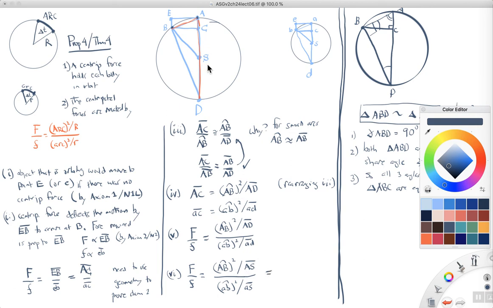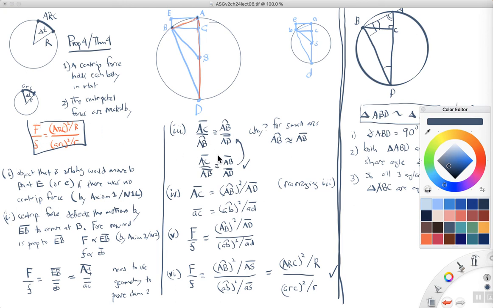We have AB as the arc length for the big one, so I'm just going to replace that with the arc length squared, and AS with the radius of the big circle. And this AB is the arc length of the little circle squared over the radius of the little circle, and voila, we have exactly what Newton was trying to argue for.